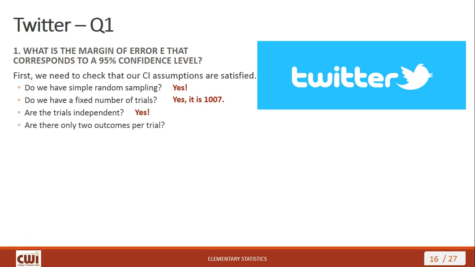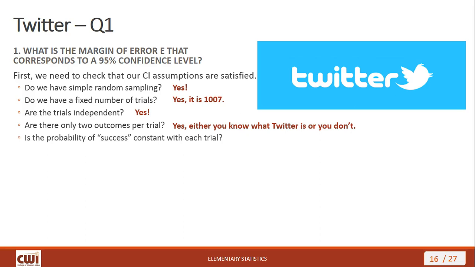Are there only 2 outcomes per trial? In other words, with each person that you ask the question, are there only 2 outcomes? The answer is yes. Either you know what Twitter is or you don't. So the answer is yes or no. You know what it is or you don't know what it is. So there's only 2 possible outcomes in each trial. Is the probability of success constant with each trial?